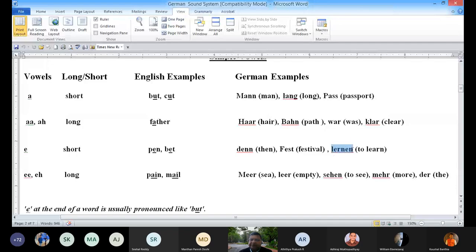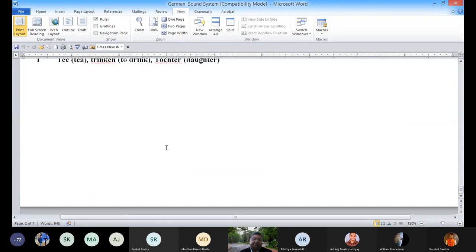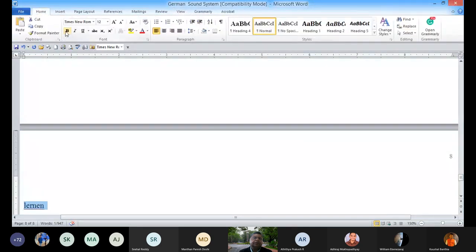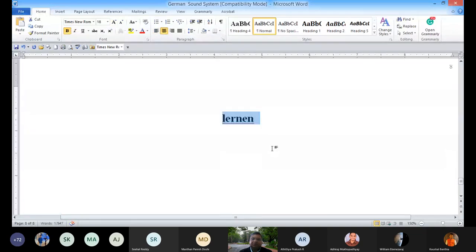Now let me take the example of L-E-R-N-E-N. Okay, so I better type it here. L-E-R-N-E-N. I'll make it large. Okay, L-E-R-N-E-N, the meaning is to learn. Are you able to see this word, lernen? Yes, sir. Okay, now here I will explain to you the concept of syllable and stressed and unstressed syllable.